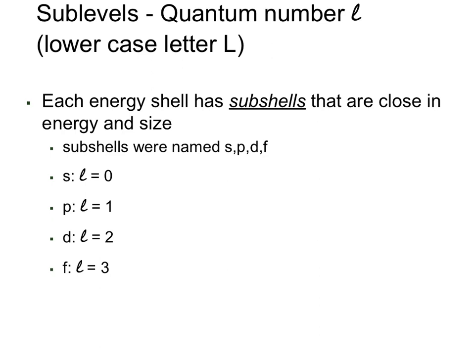The second quantum number we will talk about is quantum number L. Each Bohr shell is broken down into a series of sublevels, which are very close in energy and size. These subshells were named S, P, D, and F. When quantum number L equals 0, that means we're talking about what we call an S sublevel. When L equals 1, it's a P sublevel. When L equals 2, that's a D sublevel. And when L equals 3, that's an F sublevel.